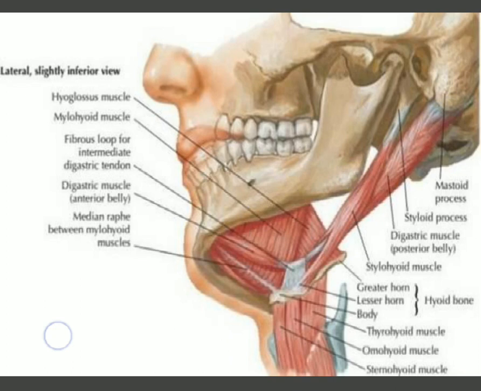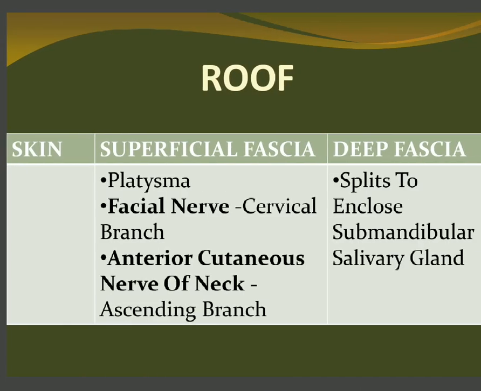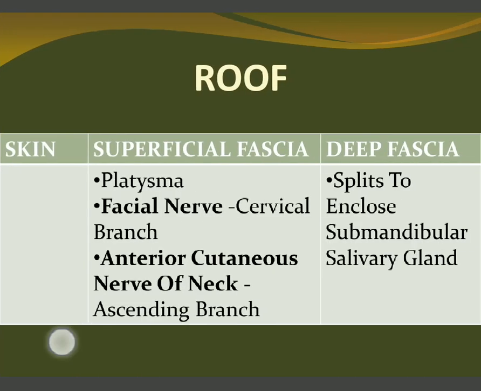Now the roof of the triangle basically consists of skin. Below the skin is the superficial fascia, and below the superficial fascia is the deep fascia. The superficial fascia contains the platysma muscle, which is the most superficial muscle of the neck. It also forms part of the roof of the posterior triangle and the roof of the digastric triangle.